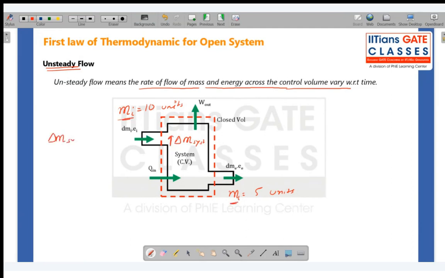So the mass of the system, or mass of storage, the rate of change of mass of storage, is not equal to zero. Yes? Similarly, mass is bringing energy, right? So if mass in is not equal to mass out, that means energy in is also not equal to energy out, and therefore the energy of storage, or energy of the system, is also not equal to zero in this particular case of unsteady flow.